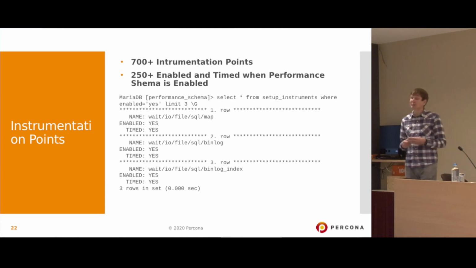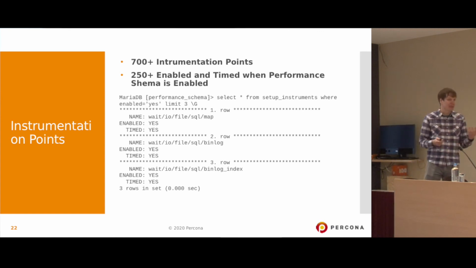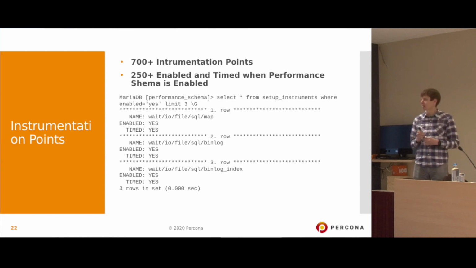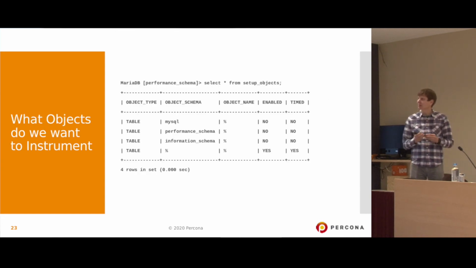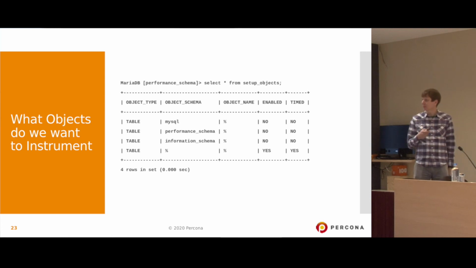And then you also can go and enable and disable specific instrumentation points in the code. So MariaDB contains more than 700 instrumentation points and more than 250 of them are enabled, right? That means about one third of instrumentation points are enabled by default, the rest are disabled, probably because of the high overhead of enabling them compared to the value they provide. You can also configure what objects you want to instrument, right? In the default, we do not instrument the MySQL performance schema and the information schema.